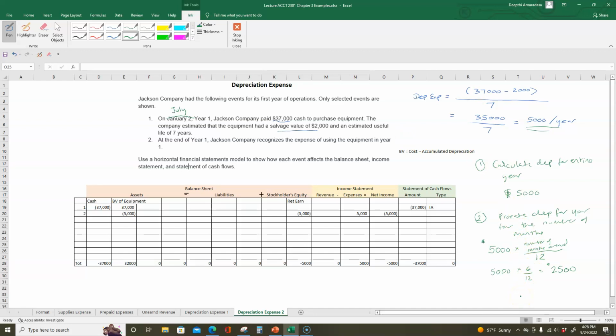Please let me know if you have any questions. Please rework this example so you are aware of how depreciation expense and accumulated depreciation are related to each other and how it affects these financial statements.